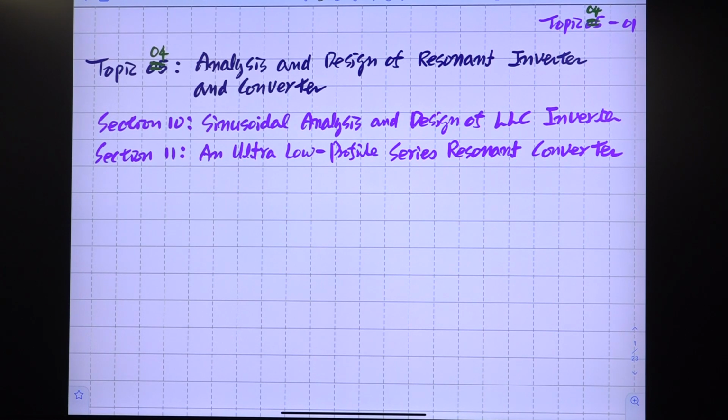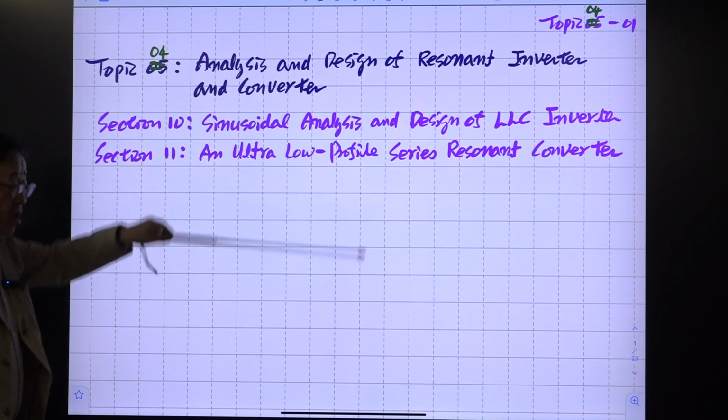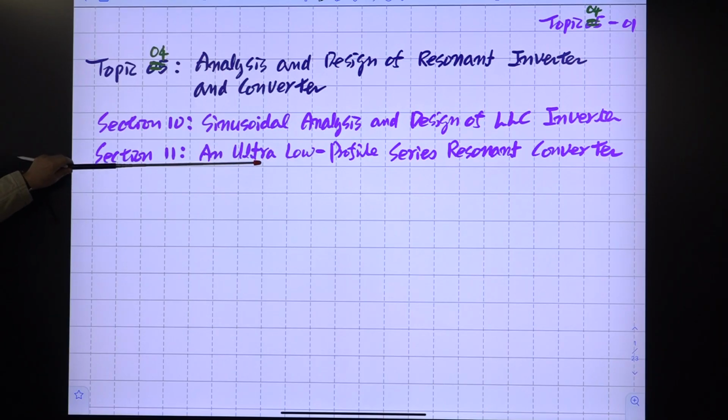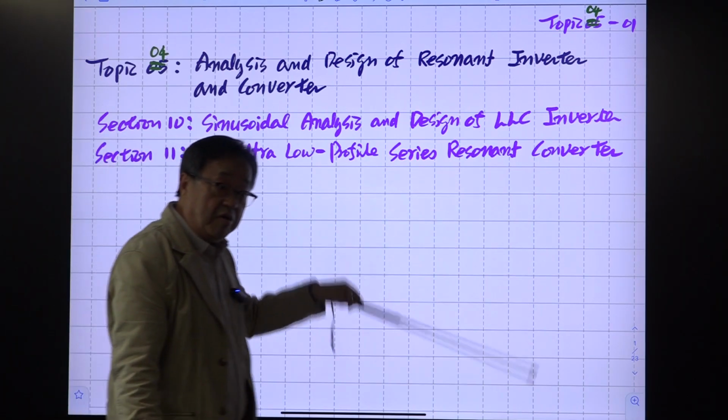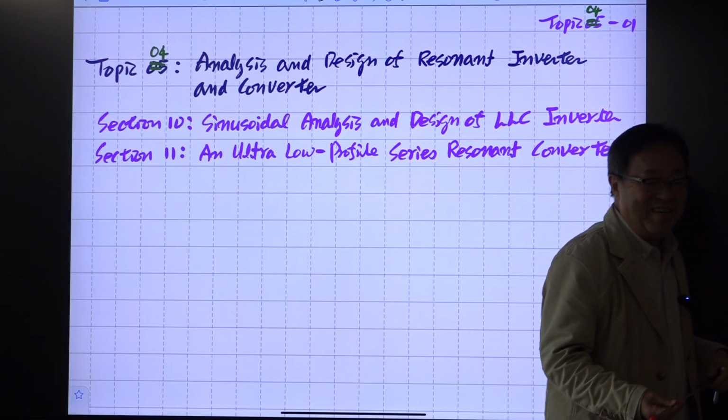We are moving to a new topic, which is topic number 4, analysis and design of resonant inverter and resonant converter. This topic consists of 2 sections. Section 10: in this section, we will be discussing sinusoidal analysis and design of LLC inverter. And in a later section, I introduce one interesting application example of this LLC resonant tank to implement an ultra low profile series resonant converter. That will be very interesting.